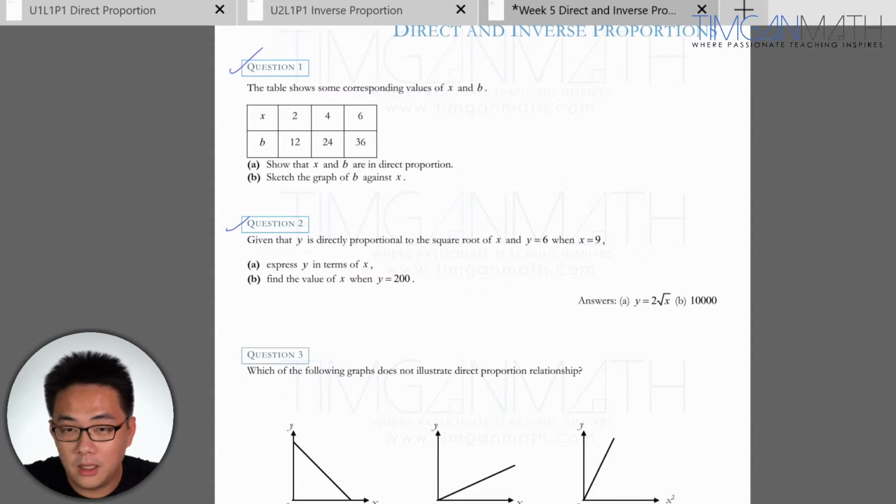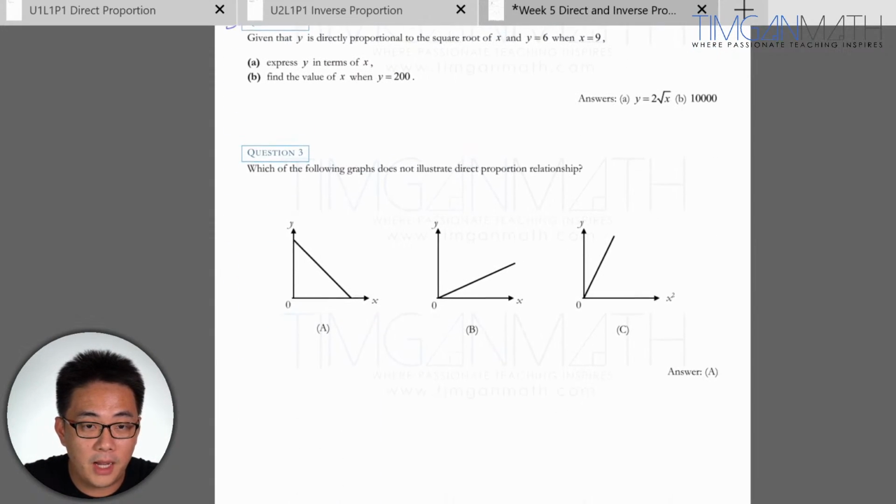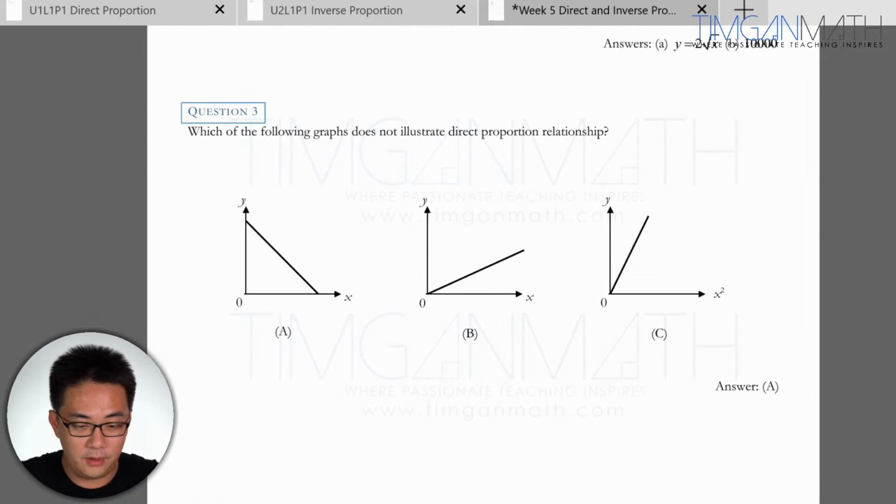So let's look at part 3. Okay, let's look at part 3.